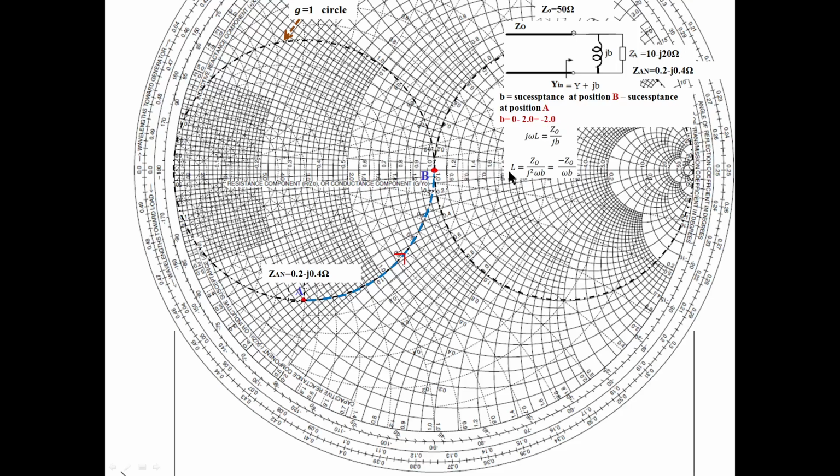You will be getting the value of N. Okay, so like that you can find out. Now in this problem, the load is on the G is equal to 1 circle. So we found the path like this. We should move in the anti-clockwise direction on the conductance circle to reach this point.